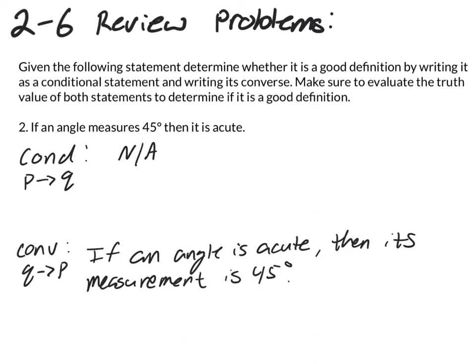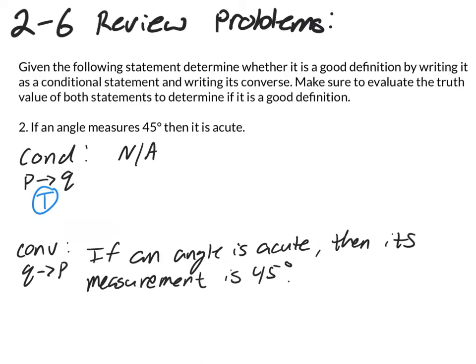Okay, so here's our converse. If an angle is acute, then its measurement is 45 degrees. So let's go ahead and evaluate some truth values. So first off, if an angle measures 45 degrees, then it is acute. That is true. So our conditional is true. That is definitely an acute angle. So let's flip this. If an angle is acute, then its measurement is 45 degrees.